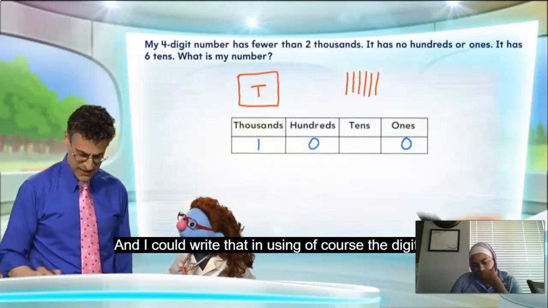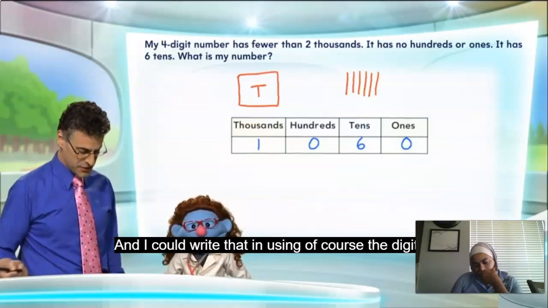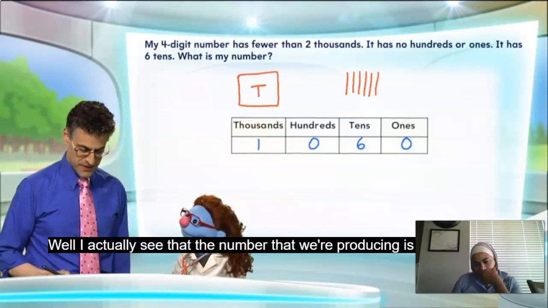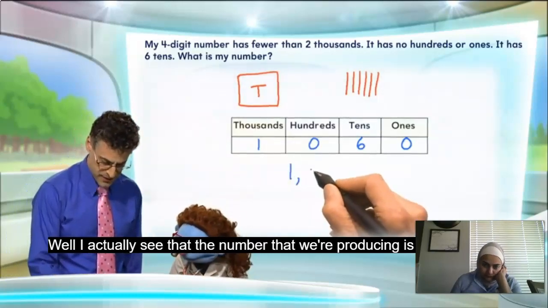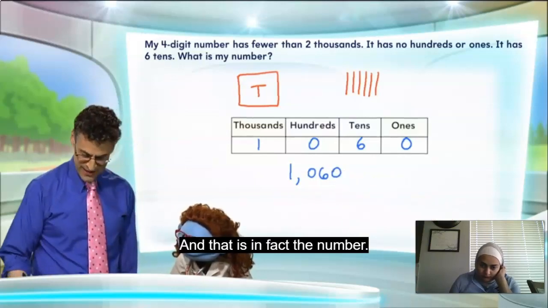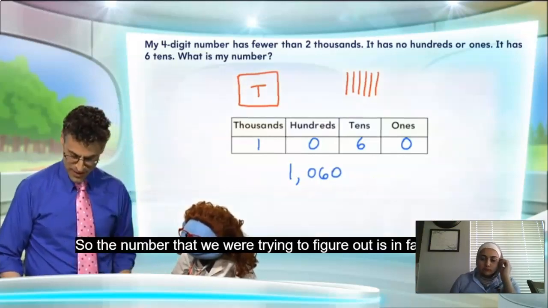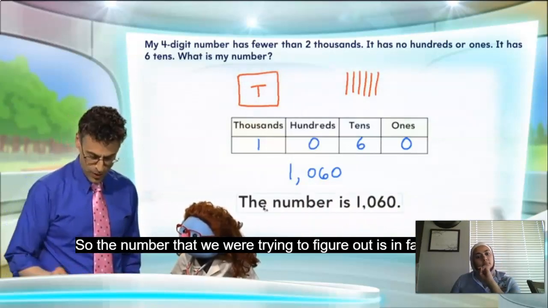And I could write that in using, of course, the digit 6. And so what do I see? Well, I see that the number we're producing is, in fact, 1,060. And that is the number. So the number that we were trying to figure out is 1,060.